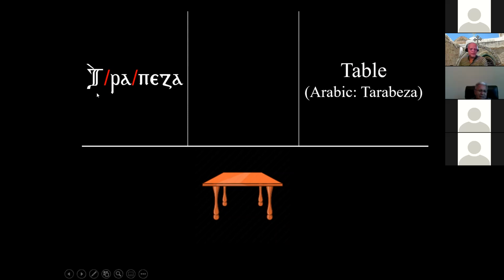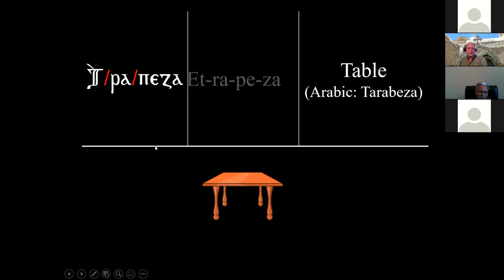That's T, R, A. Tarapeza. The Jinkim gives it a small E sound. We didn't talk about the Jinkim yet, but it gives it like a small E sound. So It-Rapeza, Tarapeza, which in Arabic is ترابيزة. But it's actually a Coptic word, It-Rapeza, which means table.